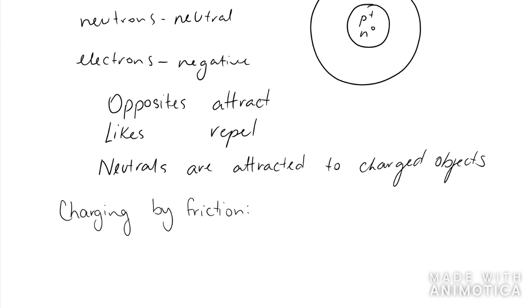So charging by friction is charging material by rubbing it against another object. So when electrons are rubbed off the material, it becomes positive, and the material that gains electrons becomes negative.